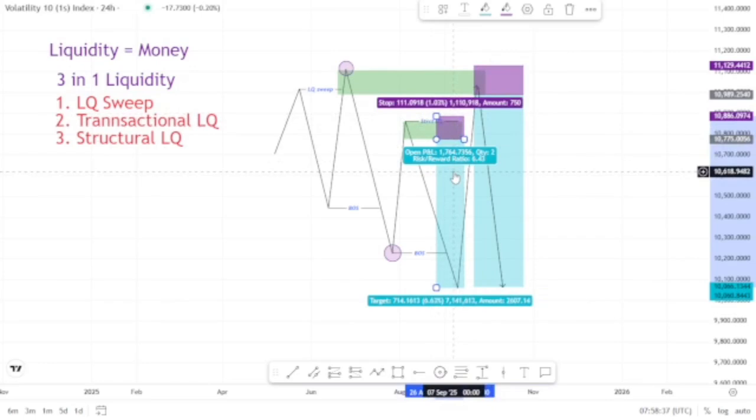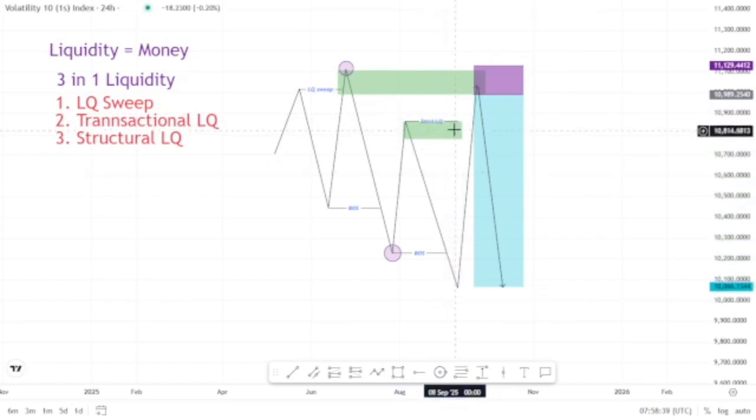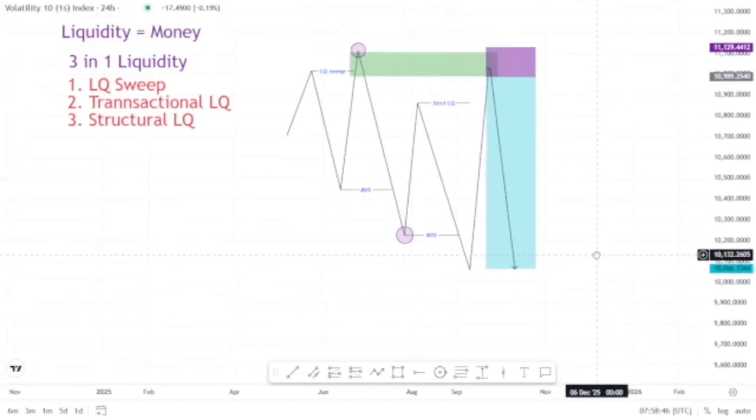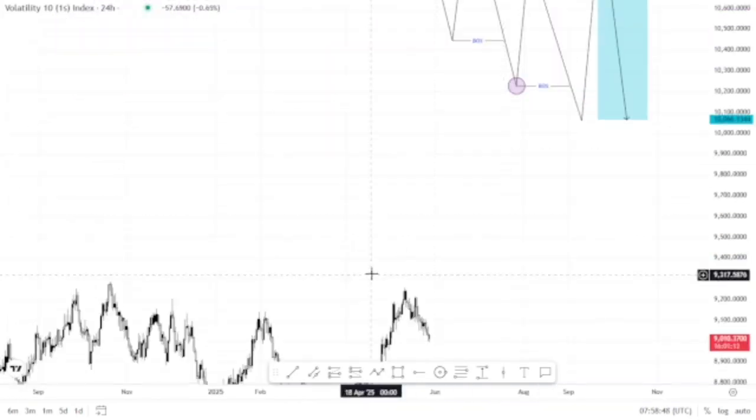You understand? So if you are not smart enough, you will be the liquidity. If you can't spot the liquidity, then you are the liquidity. So now, without wasting much of our time, let's get into the chart and see what we can do.